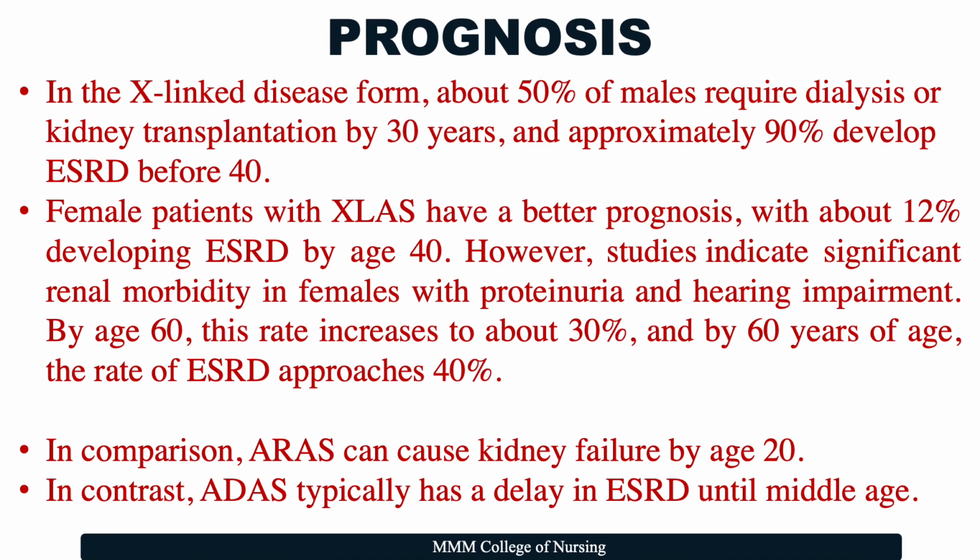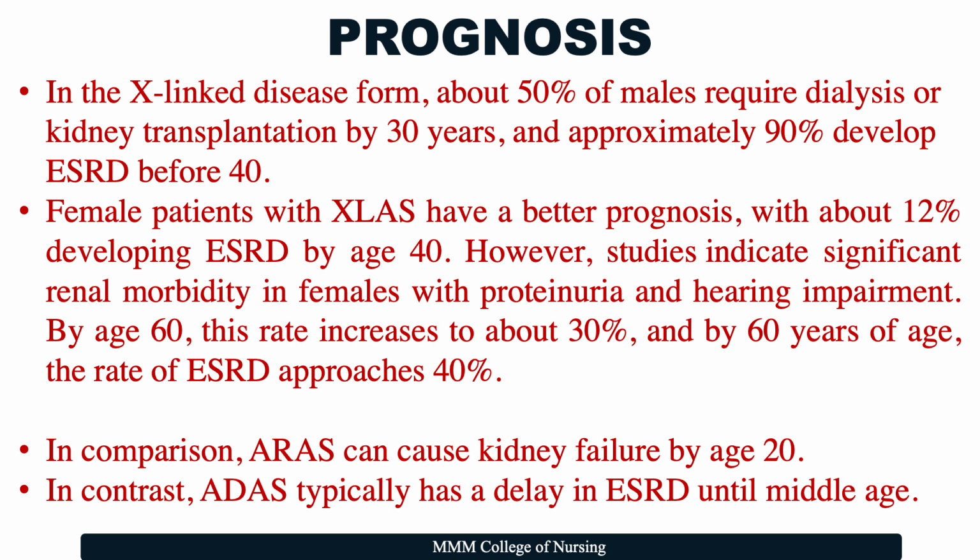Looking at the prognosis, in the X-linked disease form, about 50% of males require dialysis or kidney transplantation by 30 years, and approximately 90% develop ESRD before 40. Female patients with XLAS have a better prognosis with about 12% developing ESRD by age 40. However, studies indicate significant renal morbidity in females with proteinuria and hearing impairment. By age 60, this rate increases to about 30%, and by the same age, the rate of ESRD approaches 40%.